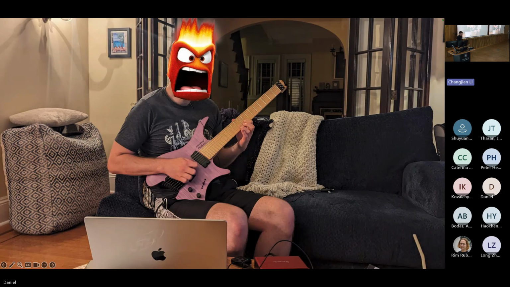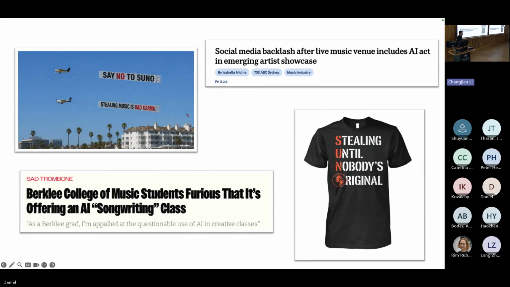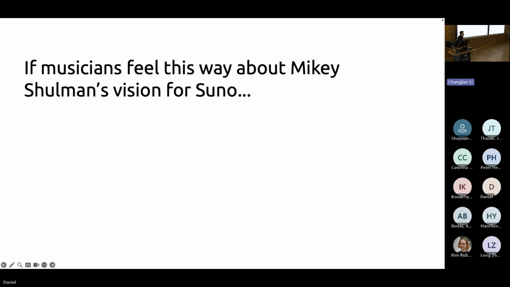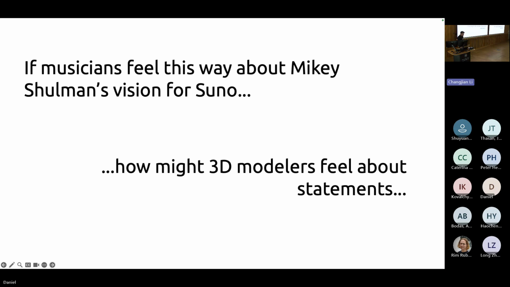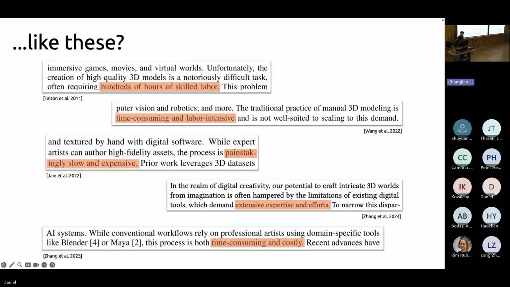And I'm not the only one who's been pissed off by things that Mikey Schulman has said. There's actually a lot of backlash against this company called Suno. People are making merchandise declaring how much they hate it. People are hiring planes to fly over cities with banners declaring how much you should not use this stuff. And I think it's worth asking ourselves, right, if musicians feel this way about this guy's vision for this company, it might be worth asking ourselves, how might 3D modelers feel about statements like these, right?